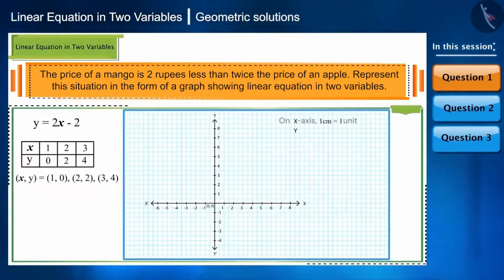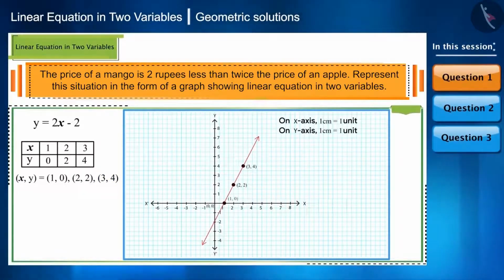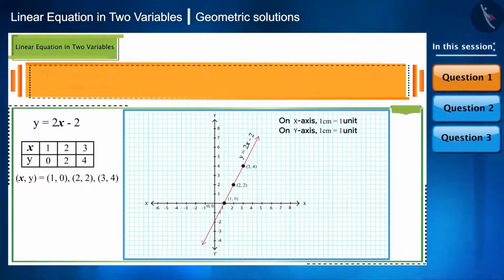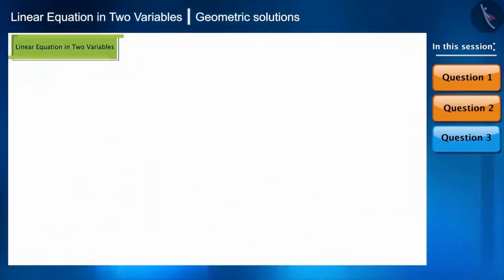First, mark the units on the x and y axis. Plot all 3 coordinate points. Now draw a line through these points. And this will be the graph of the equation y is equal to 2x minus 2. Now, let's look at the next question.